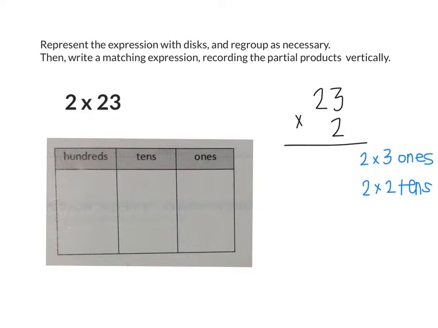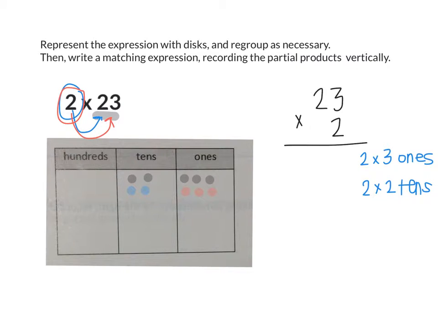Do you guys agree? 2 times 23 is 2 copies of 23. Okay, so in my place value chart, how could I show 23? I need 2 discs in the tens and 3 discs in the ones. Do you guys agree? Yeah. Okay, now I need to make 2 copies of that, which means I need to make 2 copies of 2 tens, which would be like that. And also using the distributive property, I also have to make 2 copies of 3 ones. Do you guys agree? Okay.